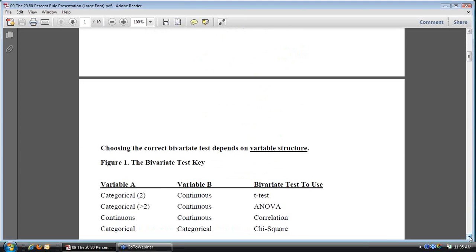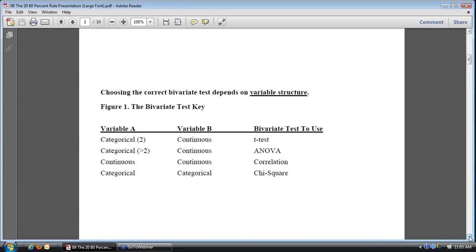The bivariate test key tells us that you choose the correct bivariate test depending on variable structure. And then we have them listed here. This is the original key. So for a categorical variable A and a continuous variable B, you would use a t-test. And then we have them on down the line.